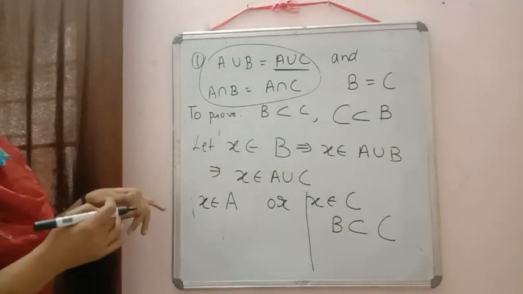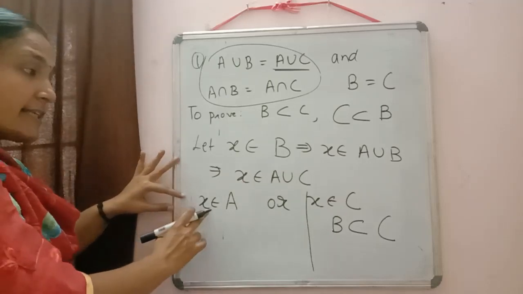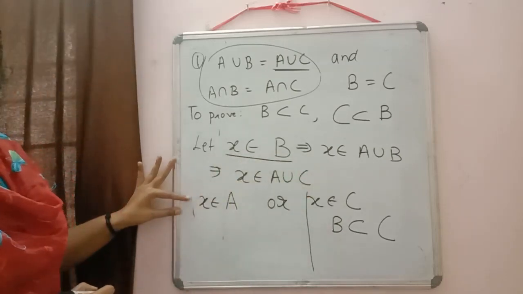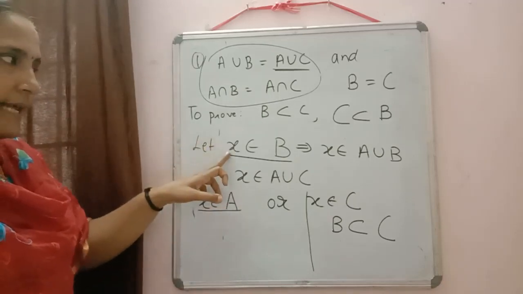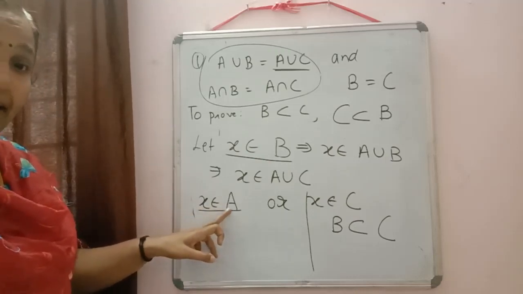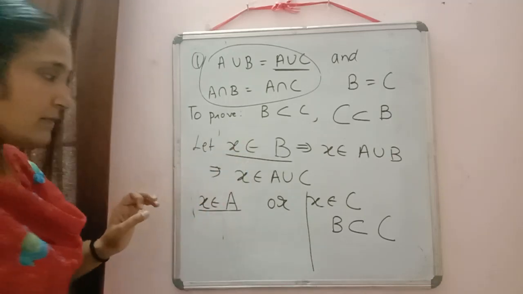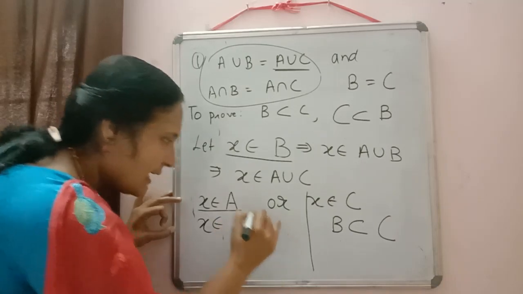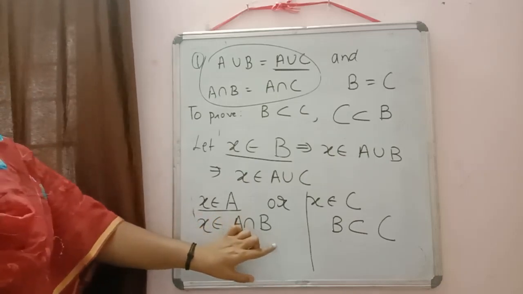So from here, how can we say X belongs to C also? That we can check. Already we have taken X belongs to B, and now we are supposing X belongs to A. So the element X is there in B and the element X is there in A, meaning that element X is there in both A and B. So what can we say? Yes, definitely we can say X belongs to A intersection B.